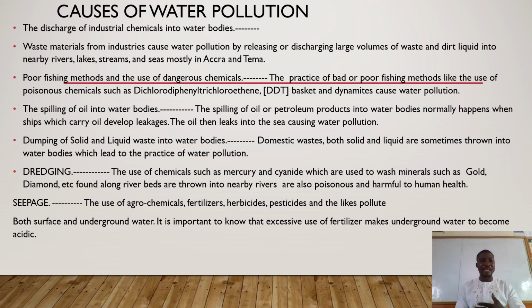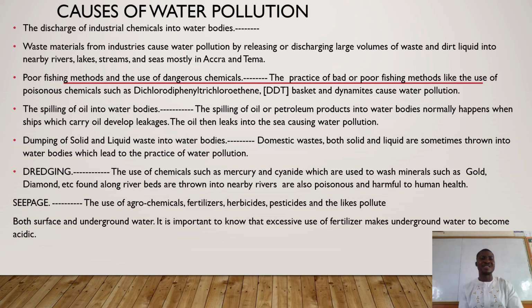We have the discharge of industrial chemicals into water bodies. We have poor fishing methods and the use of dangerous chemicals. We have spilling of oil into water bodies, and I told you, when you hear the word spilling, it means there is a leakage somewhere. Then we have dumping of solid and liquid waste into water bodies, as I've shown you in the picture. We should desist from that and stop doing that, so that we can get pure water.